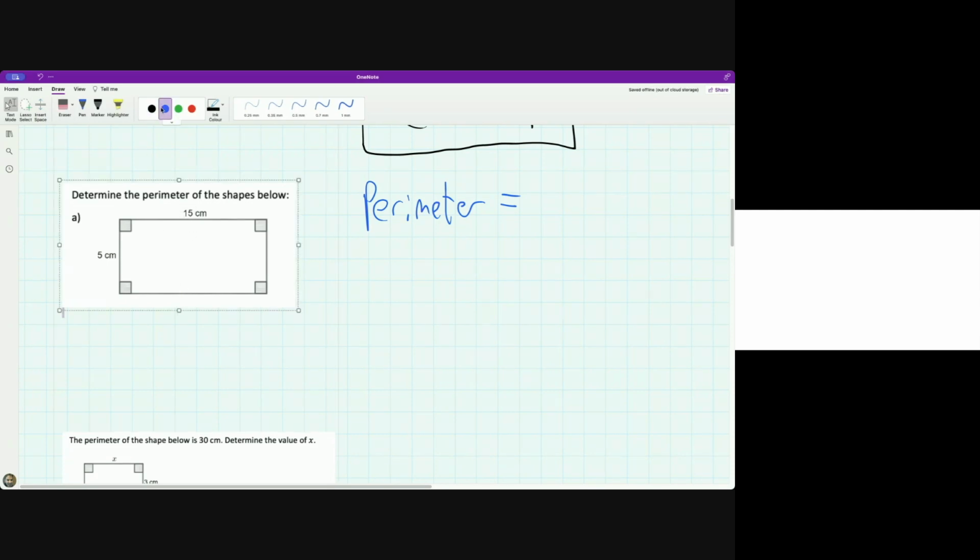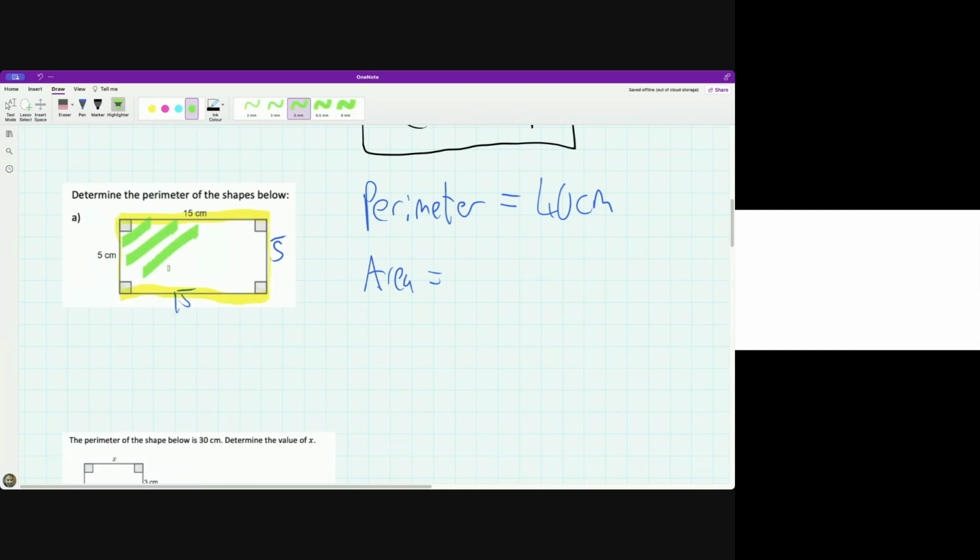Callan, I agree with you. We basically know it's 15 plus 15 plus 5 plus 5. It is 40 centimeters. Okay, what about area? You figured out what the perimeter is, which is the yellow thing. What is the area of this shape?